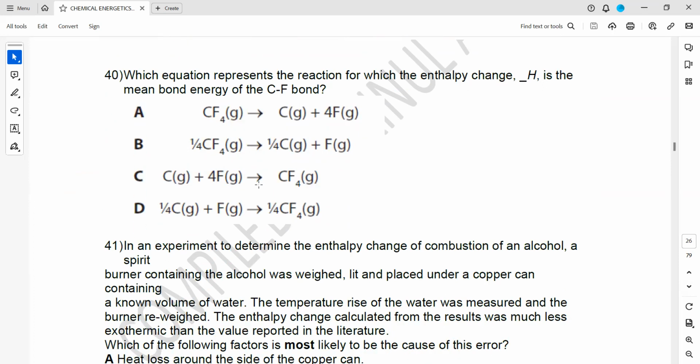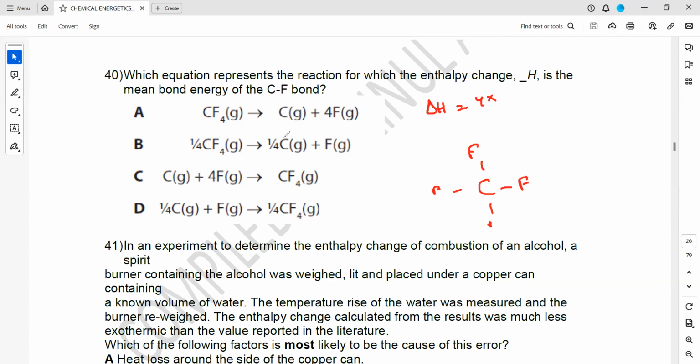In question 40, which equation represents the reaction for which the enthalpy change is the mean bond enthalpy for C-F, like average bond enthalpy? They say the mean bond enthalpy, meaning the energy needed to break one bond, or the average of the total. So in which one is the enthalpy change representing this, in CF4, carbon bonded with 4 fluorine. So this enthalpy change will be equal to 4x. Why 4x? Because we are breaking 4 bonds.